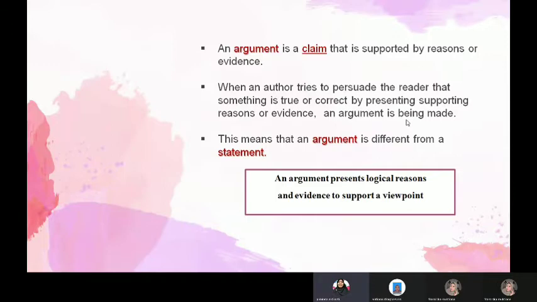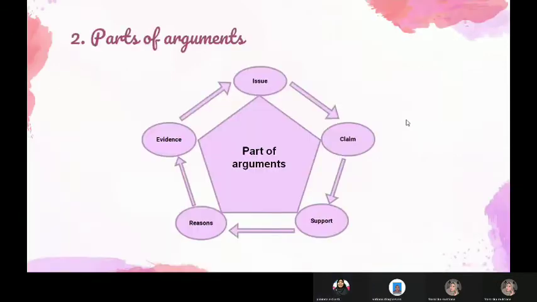And the next slide, written by Fransiska. Okay. Parts of an argument has five: issue, claim, support, reason, and evidence.